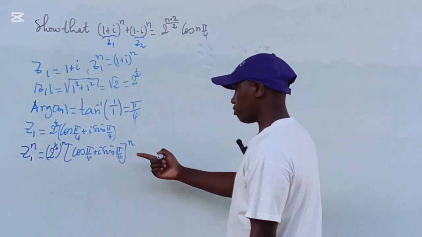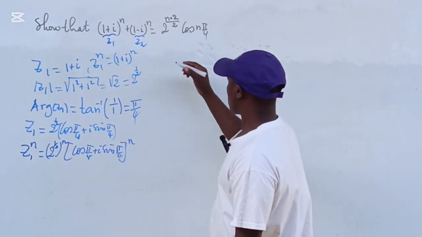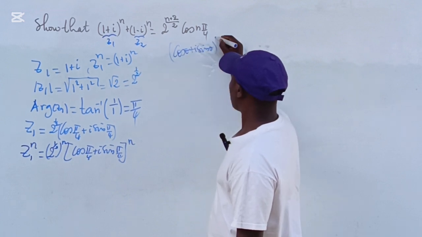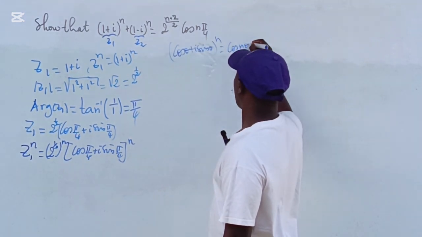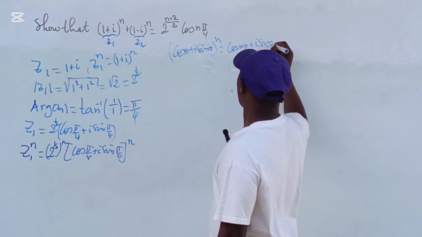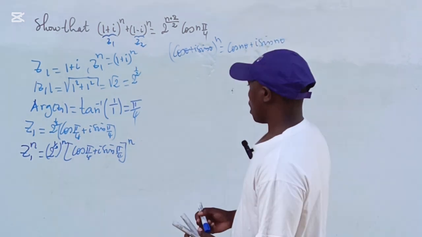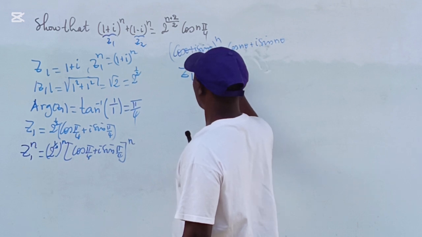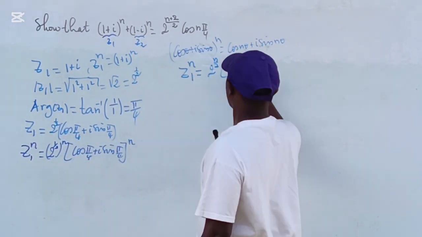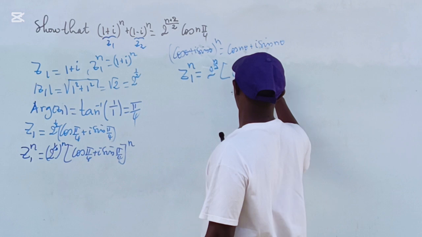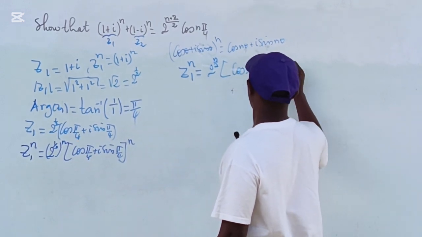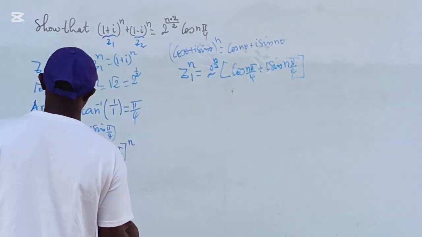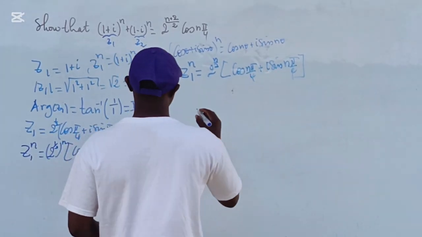And from De Moivre's theorem, we know (cosine theta plus i times sine theta) power n is cosine of n theta plus i times sine of n theta. Now z1 power n is 2 power n over 2, as you multiply these powers, times cosine of n pi over 4 plus i times sine of n pi over 4. Here is z1. Let's look for z2.